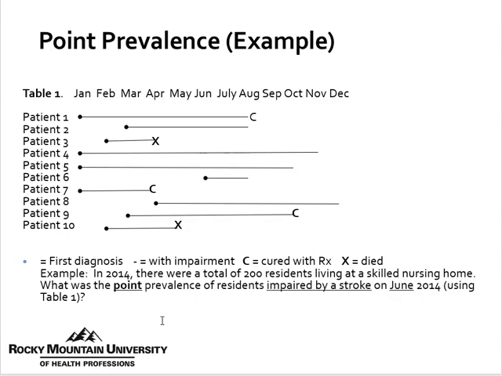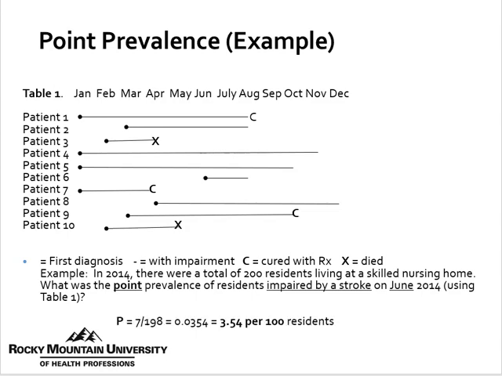So, take a second. What is the point prevalence? Pause the recording if you need to calculate what's the point prevalence of residents impaired by stroke in June of 2014. I'll give 5 seconds of dead air before I continue on. All right, let's continue on here.